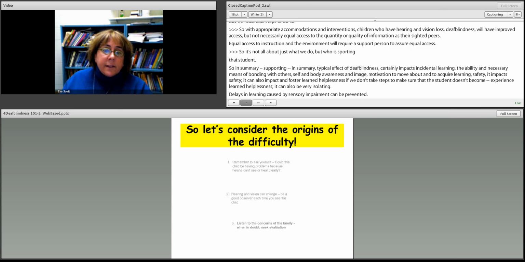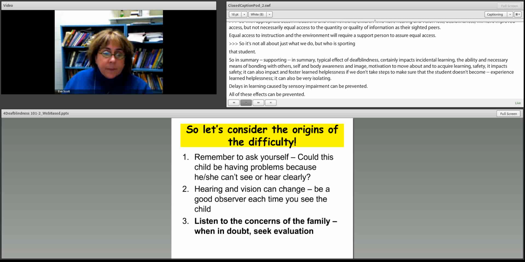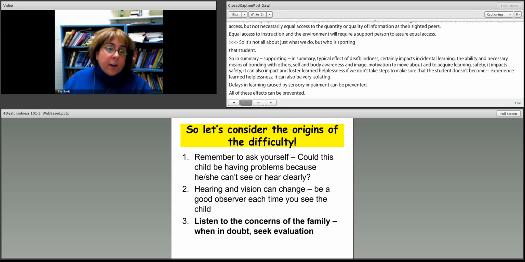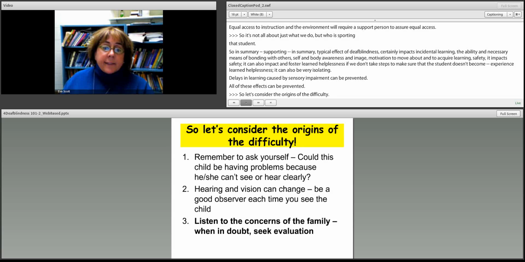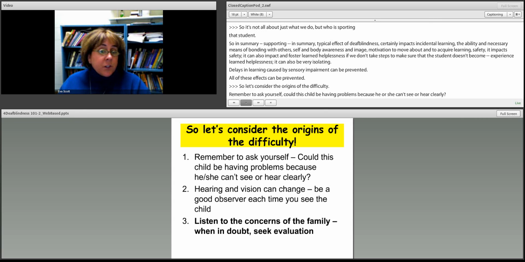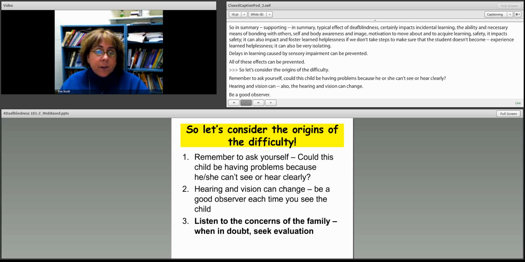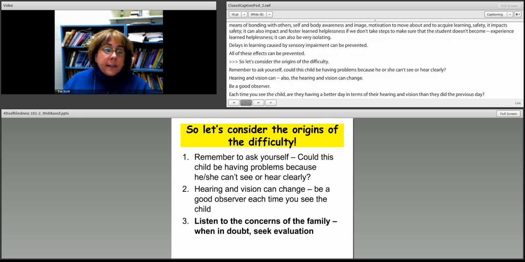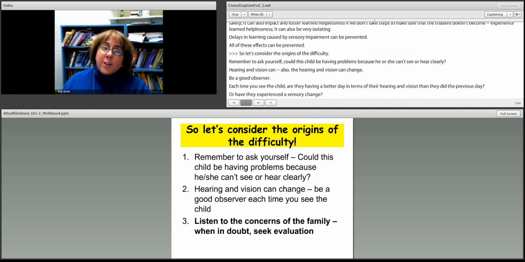So let's consider the origins of the difficulty. Remember to ask yourself, could this child be having problems because he or she can't see or hear clearly? Hearing and vision can change. Be a good observer. Each time you see the child, are they having a better day in terms of their hearing and vision than they did the previous day? Or have they experienced a sensory change? Listen to the concerns of the family. When in doubt, seek evaluation.